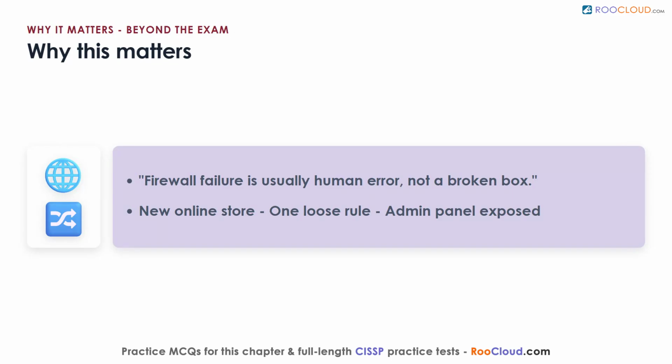Picture a new online store where a single firewall rule, written a little too loosely, quietly exposes an internal admin panel to the entire internet. Firewall failure is usually human error, not a broken box. When you truly understand what each type does and does not see, you write tighter rules and stop treating one appliance as the whole defense.